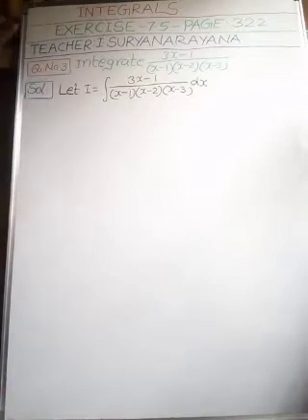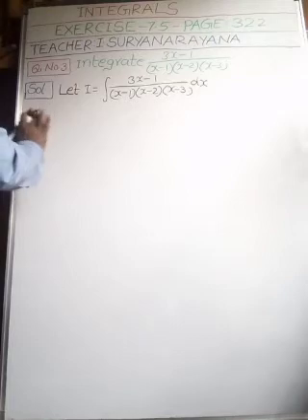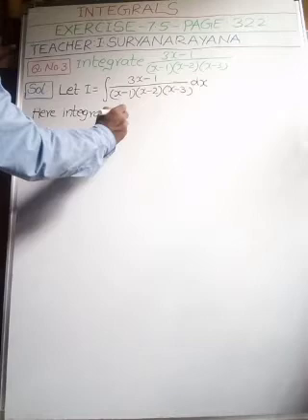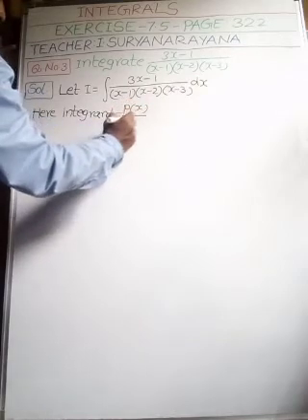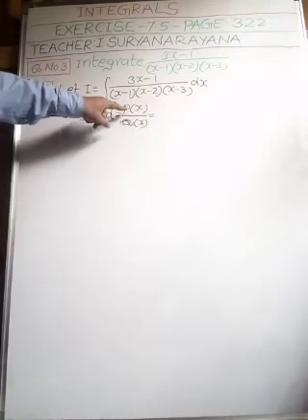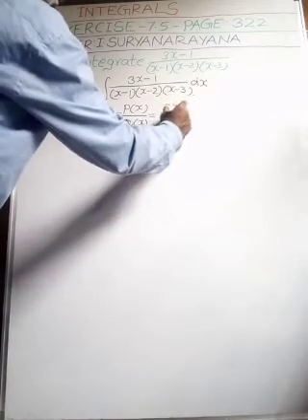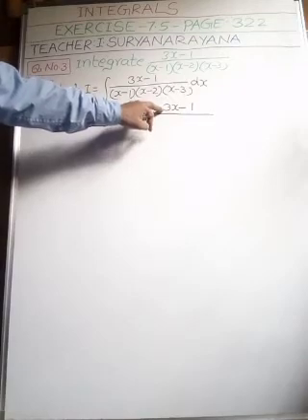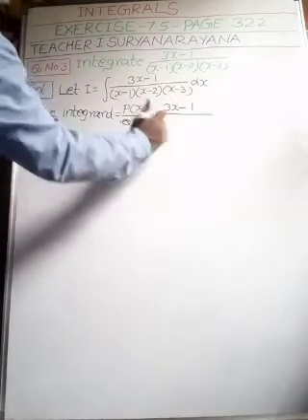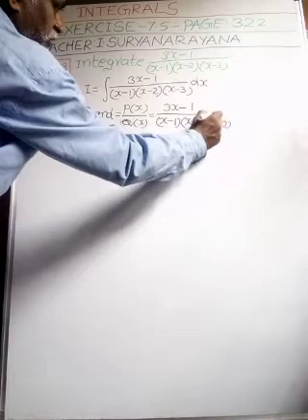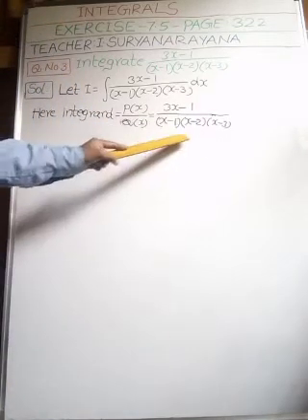Okay, my children. Now what is the integrand here? It is in the form of p of x by q of x, where p of x is 3x minus 1. It is a polynomial of degree 1. It is a linear polynomial. Whereas q of x is x minus 1 into x minus 2 into x minus 3. This is also a polynomial in x.